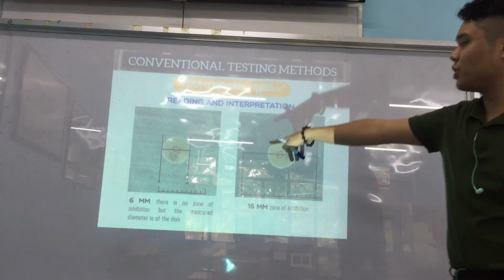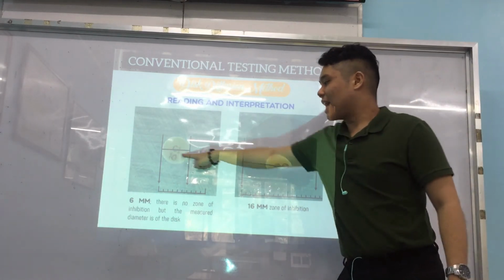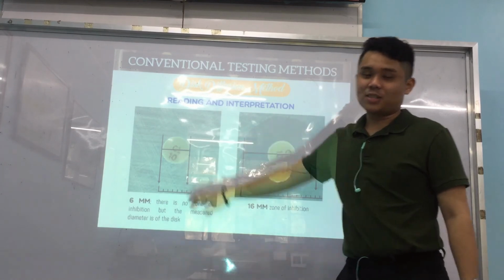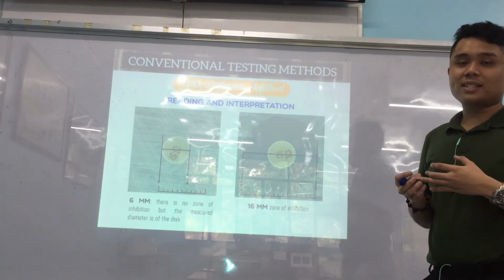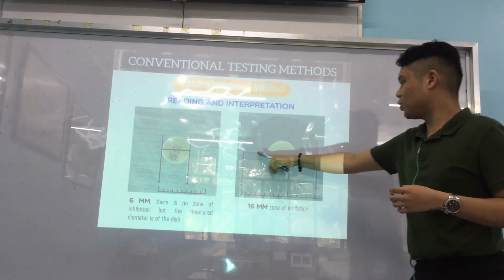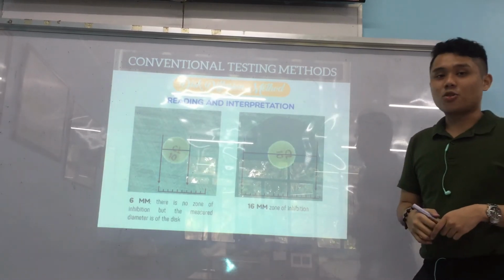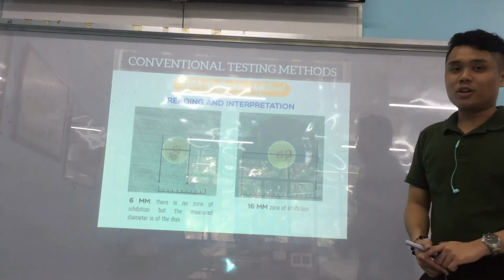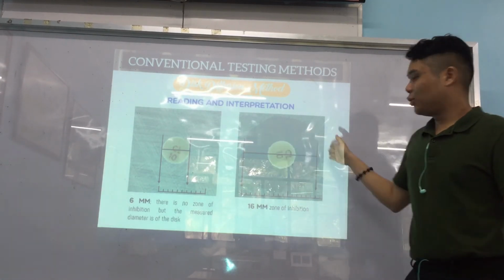So 6 millimeters, there's no zone there. So it's negative because there is no zone of inhibition and the measured diameter is that of the disc. If negative or resistant, we usually say 6 millimeters. But if there is a zone, then from one end to another end, that's how we measure. Okay, and that's about 16 millimeters zone of inhibition. Okay, so from one end to another end.